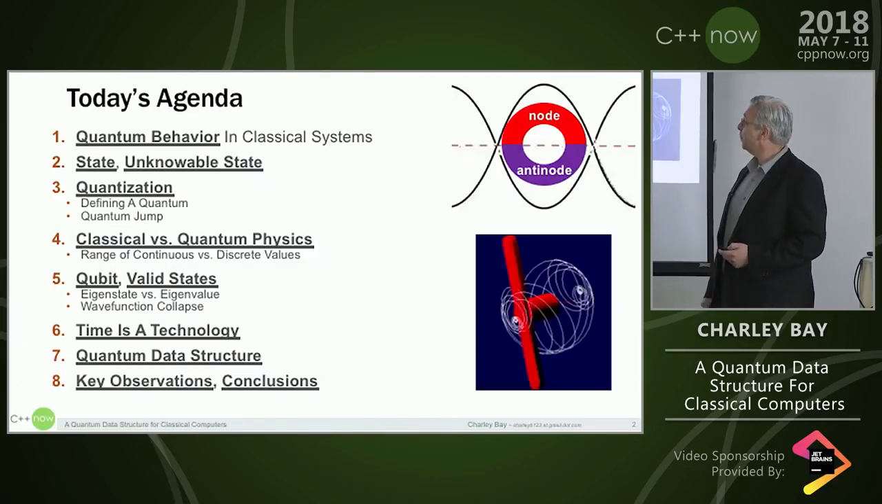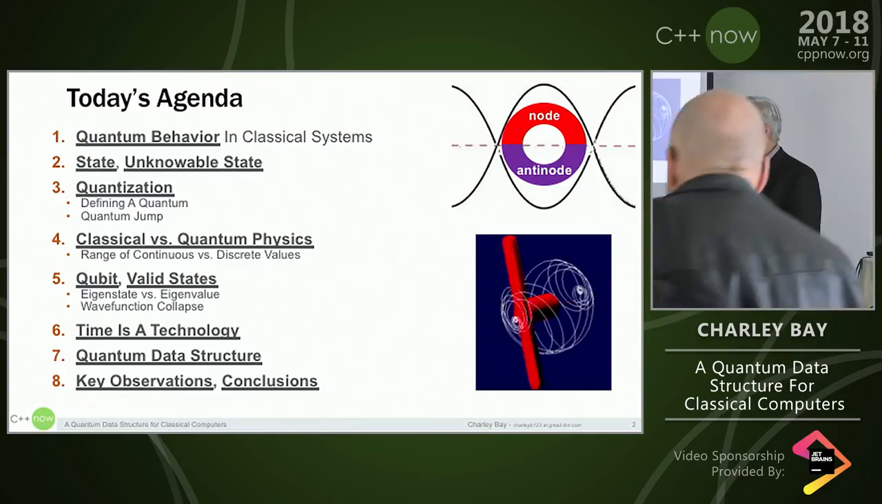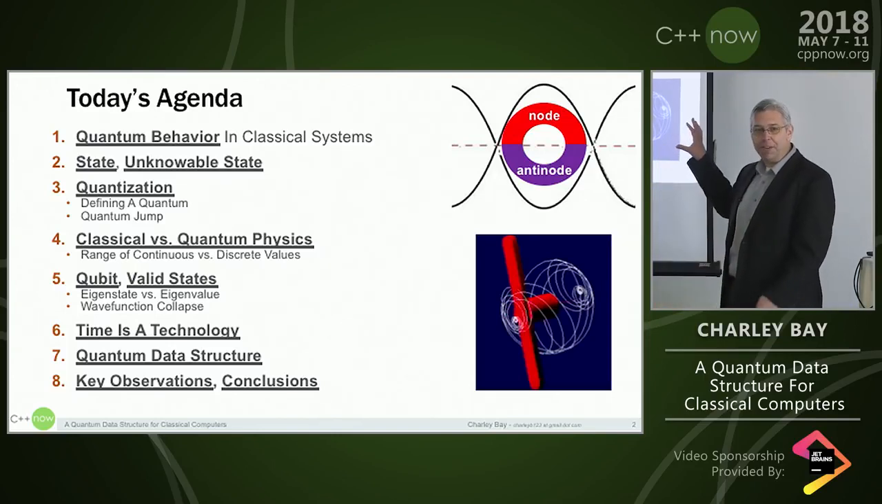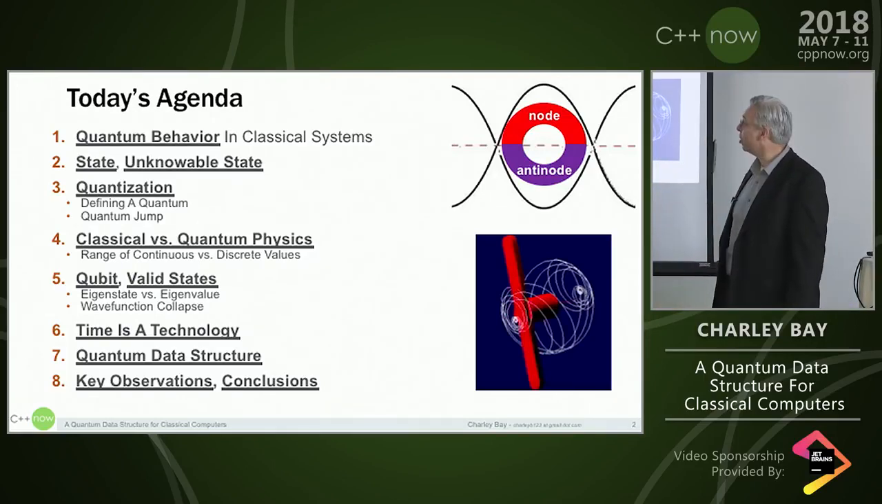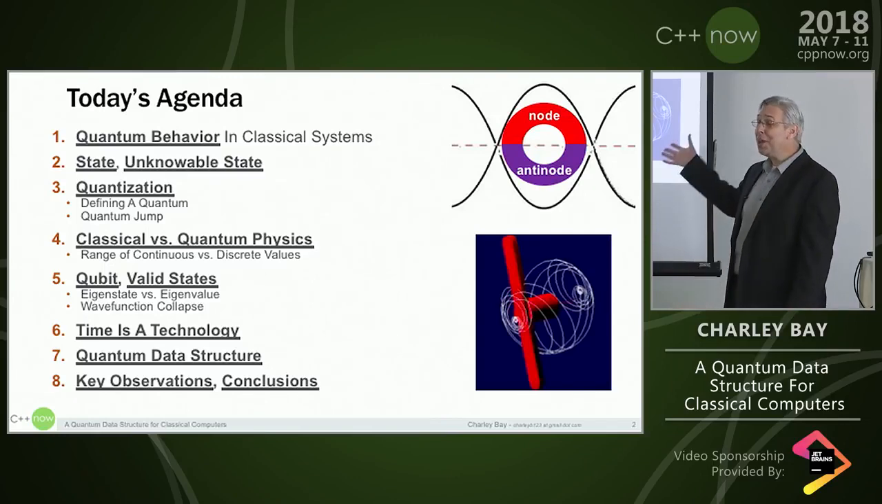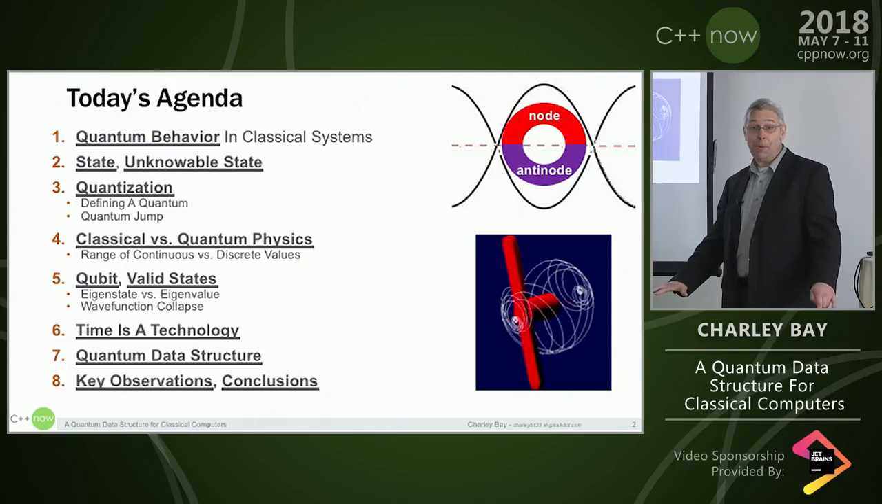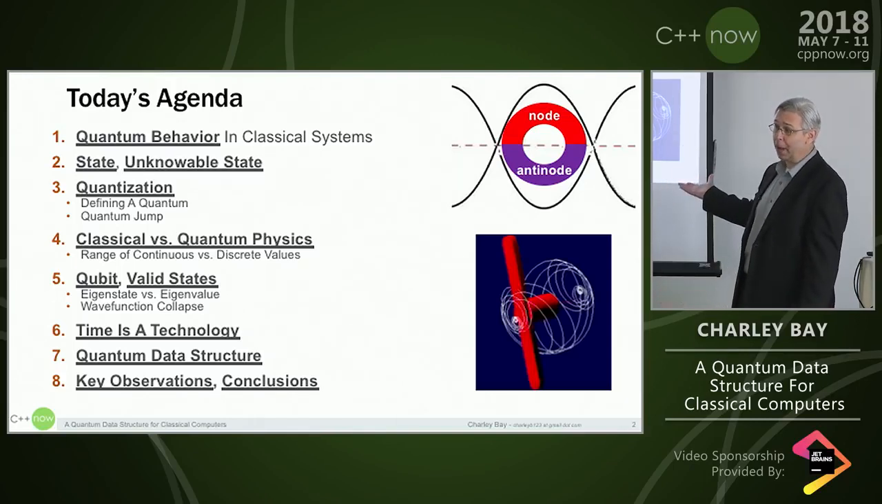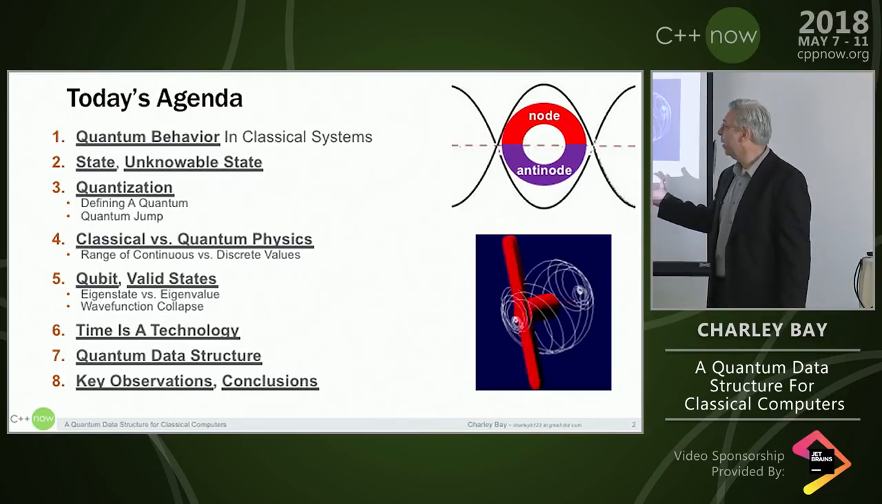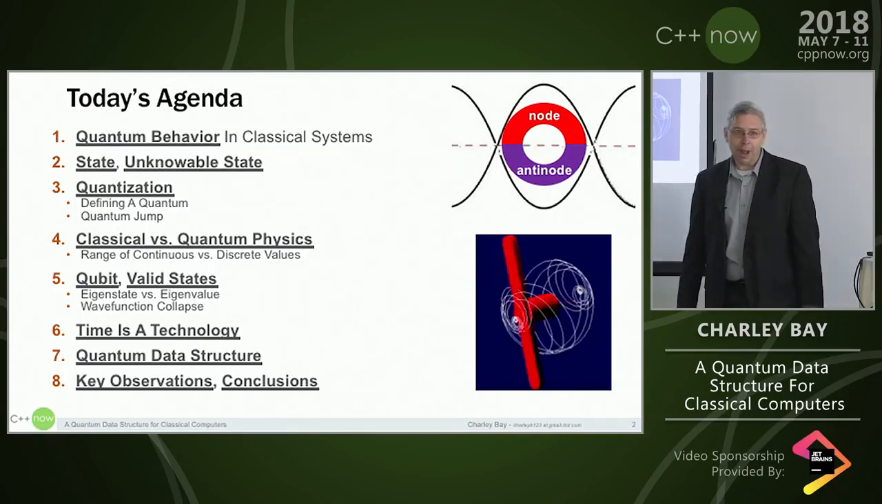So here's what we're going to talk about. Quantum behavior, state, quantization, how we measure whole counts, classical versus quantum physics, that's the light and fluffy bunnies-in-the-field-with-flowers kind of discussion of physics, qubits, valid states, time is a technology. We're actually very familiar with all this. The takeaway today is, surprisingly, quantum physics is kind of no big deal for software people because we've been doing this for a long time, our patterns, our idioms. It's weird, but it's true. Everybody else has a hard time, but with software, we're good to go. And then some summary observations, conclusions.